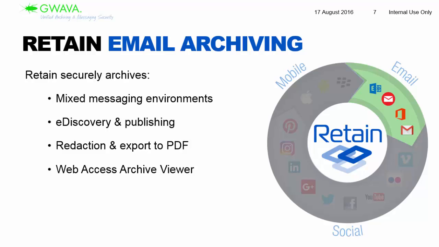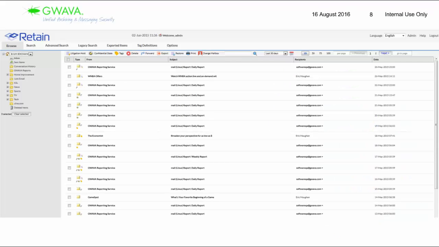And the standalone archive viewer is fully indexed, and you can take that and hand that off to an outside team. What's great as well, and I'm going to show you that here, is as we were talking about, use a system that you're already familiar with. Retain actually replicates the folder structure and the way that it's set up for an email system.